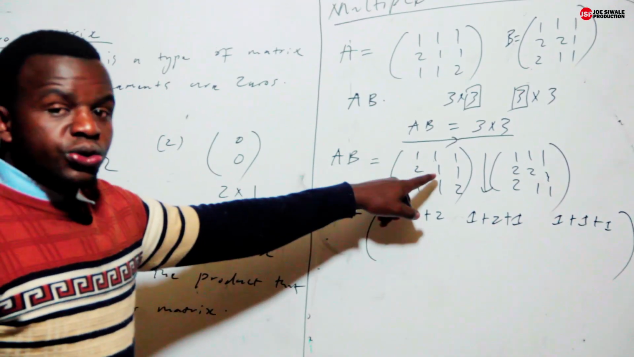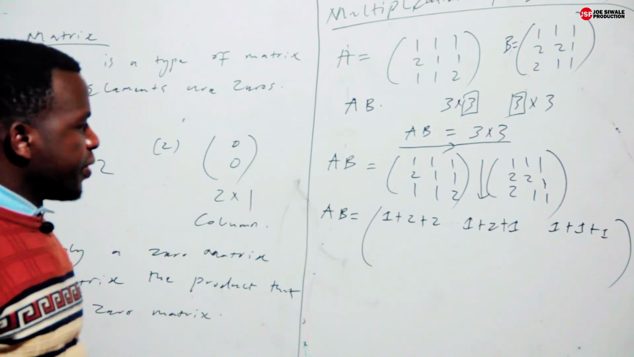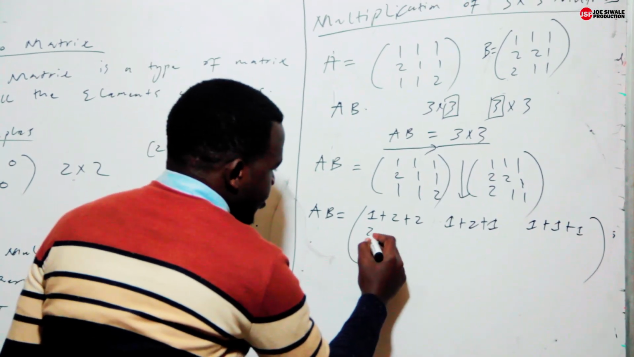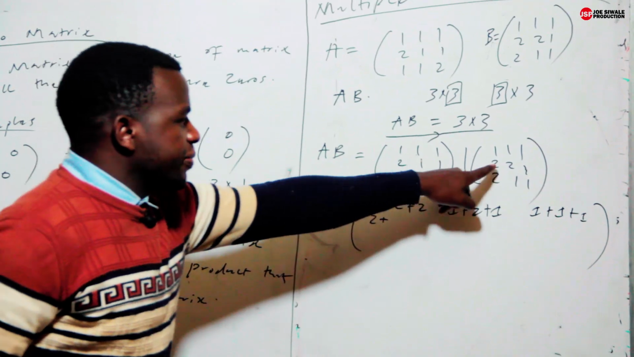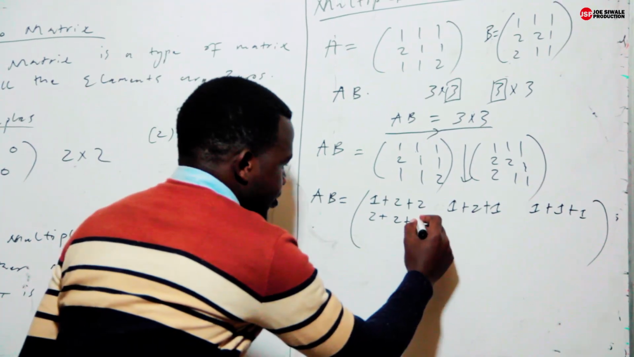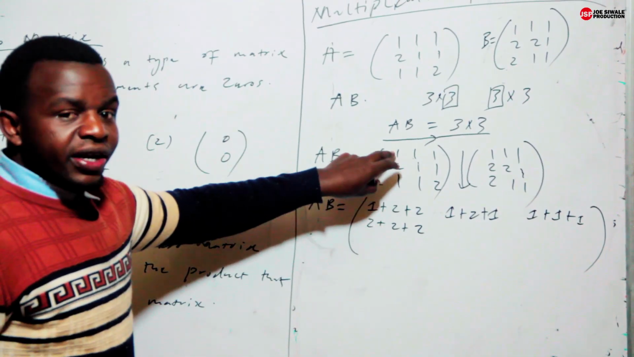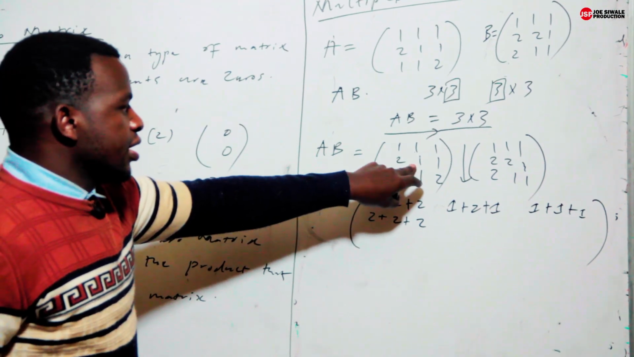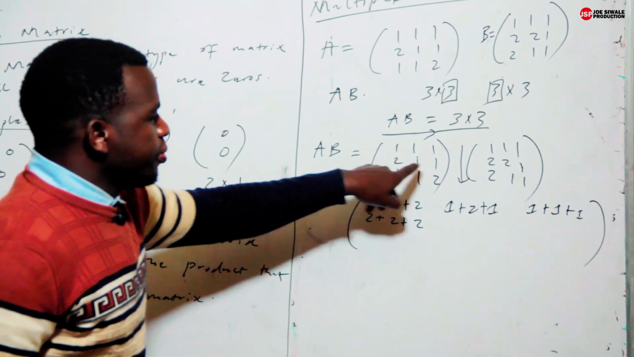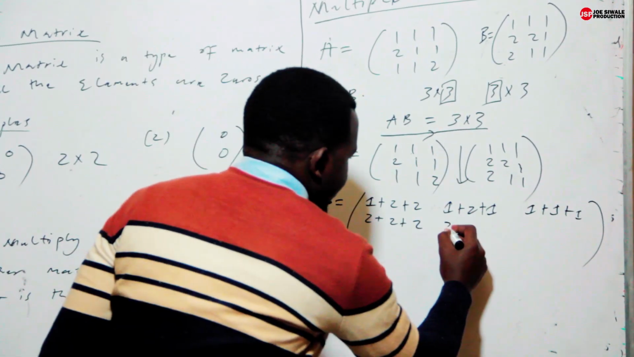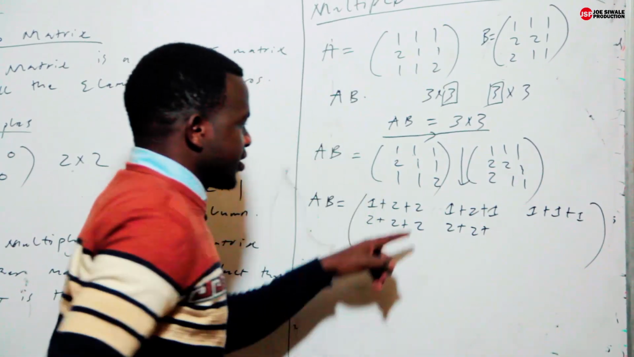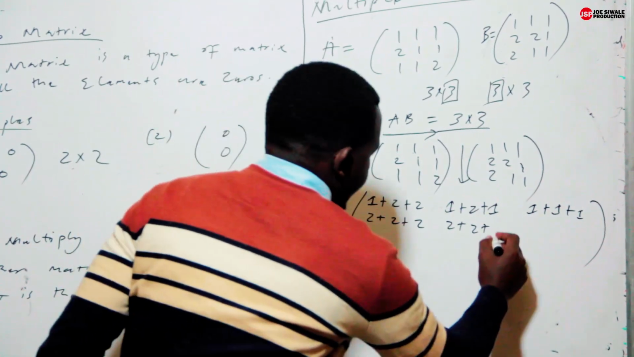So let us go to our second row. We go to the elements in the second row. So we'll say 2 multiplied by 1, we're getting 2, plus 1 multiplied by 2, we're getting 2, plus 1 multiplied by 2, we're getting 2. So we'll continue with our elements in the second row. Then we'll go to our second column. So we'll say 2 multiplied by 1, we're getting 2, plus 1 multiplied by 2, we're getting 2, plus 1 multiplied by 1, that's 1.